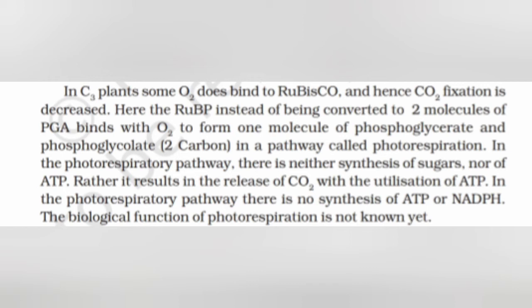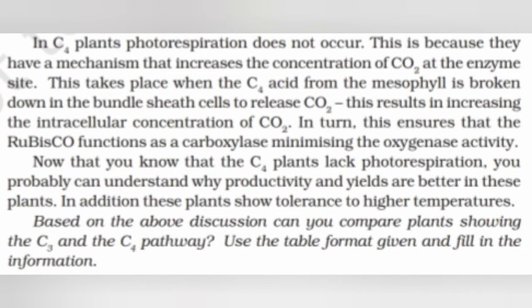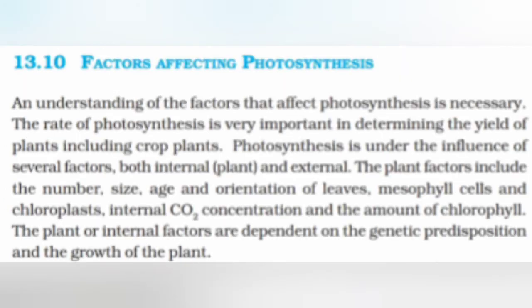The biological function of photorespiration is not known yet. In C4 plants, photorespiration does not occur because they have different mechanisms. Increase of CO2 occurs in mesophyll, while fixation of CO2 occurs in bundle sheath cells. So, there is a difference in the location and hence there are no chances of photorespiration. Now that you know that C4 plants lack photorespiration, you can probably understand why productivity and yield are better in C4 plants. Based on the discussion, we should differentiate the C3 and C4 pathways.